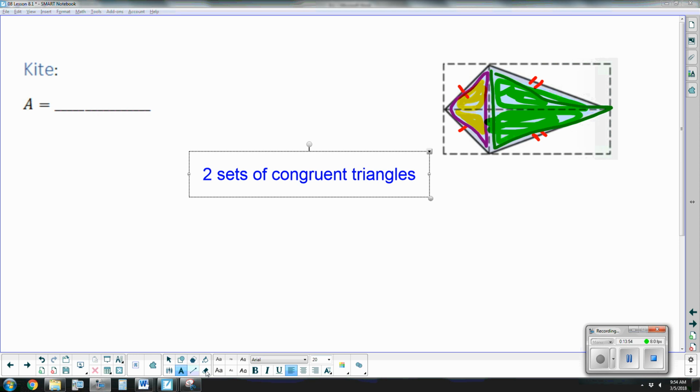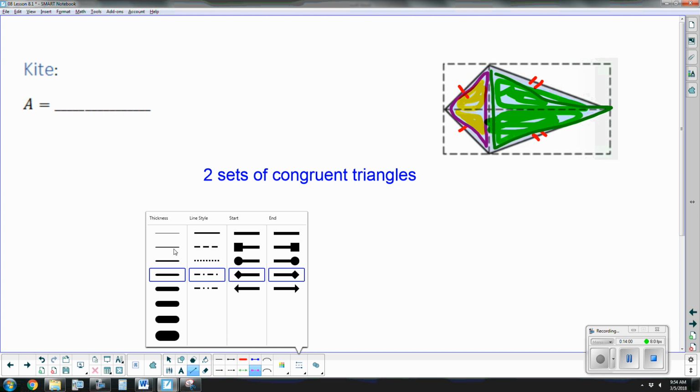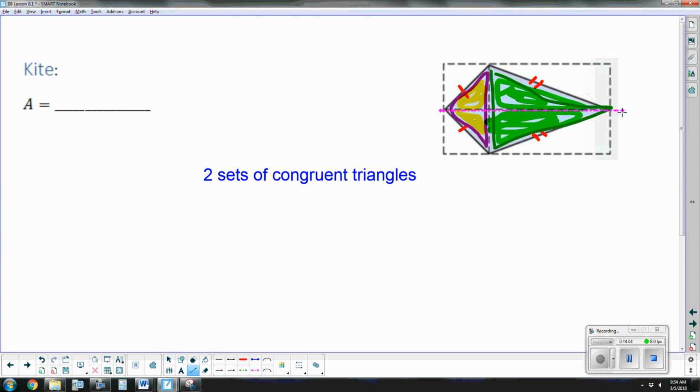So those dotted lines that you see, those are the diagonals. So let's look at our 2 diagonals. We'll call this diagonal 1, and we'll call this diagonal 2. So let's think about how we can rearrange this kite in order to make something that we already know.